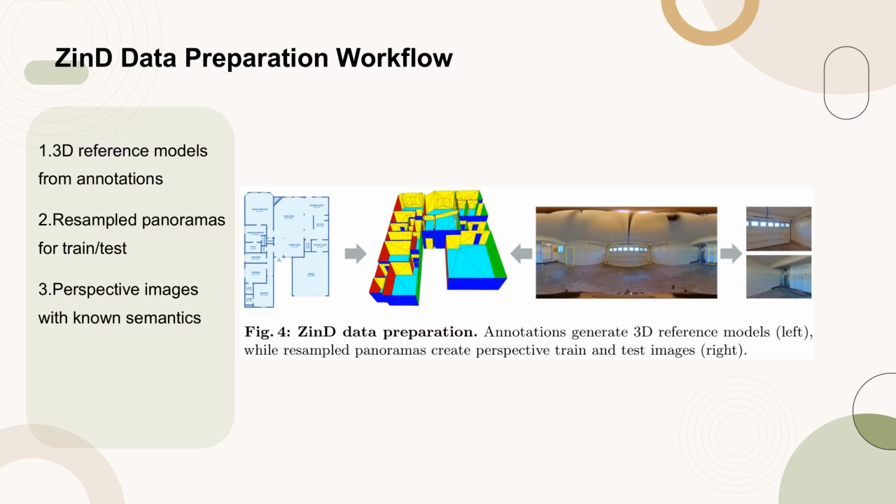Figure 4 illustrates the process of preparing data from the Zillow Indoor (ZInD) dataset. On the left, annotations are used to generate 3D reference models. On the right, resampled panoramas are shown to create perspective images for both training and testing purposes. These perspective images are registered in the 3D model, ensuring that the semantics for each image are known. This setup is crucial for tasks such as 6D pose estimation and structured evaluation, where the accuracy of the semantic information is paramount.